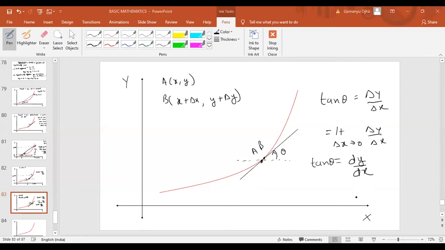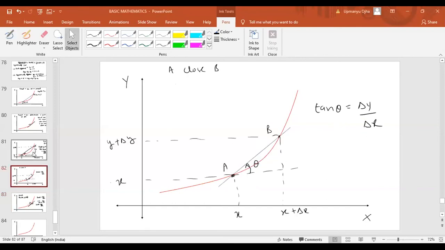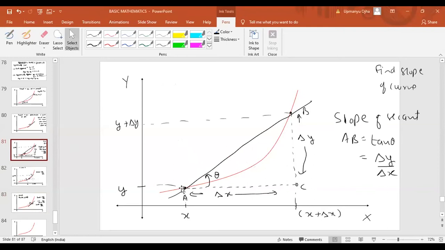Okay, I'll repeat again. I hope you have understood the previous part, the first part we have done. If you see the first part, A and B are very, very far away from each other. The coordinate of A is x comma y. The coordinate of B is x plus delta x comma y plus delta y.